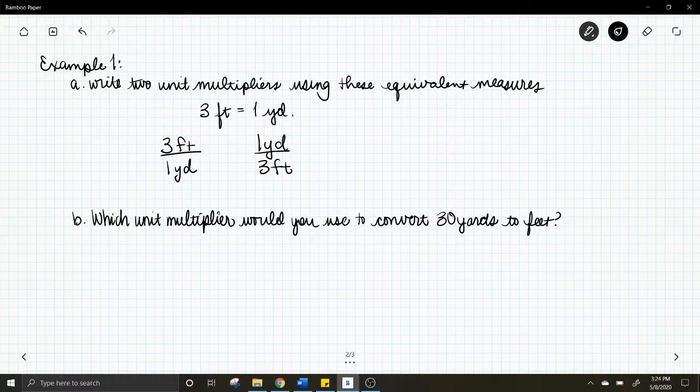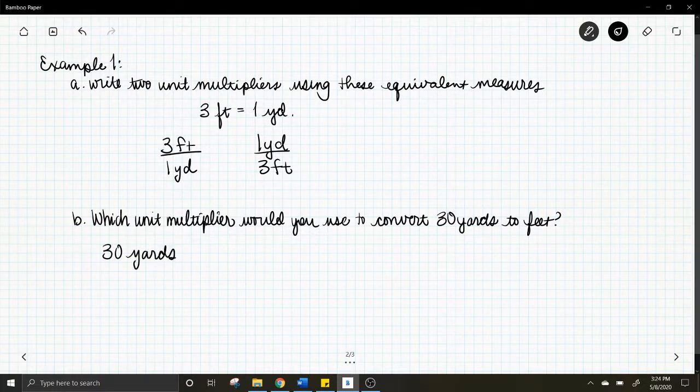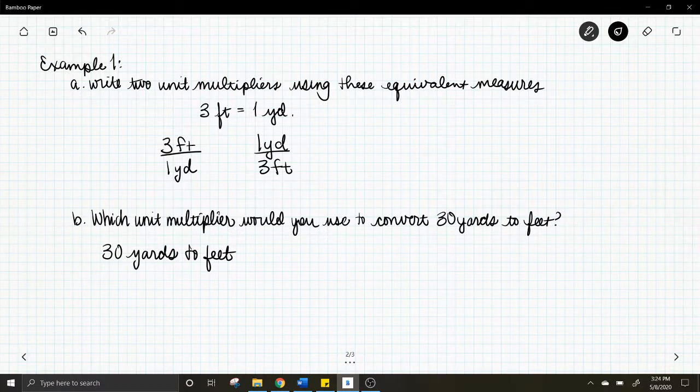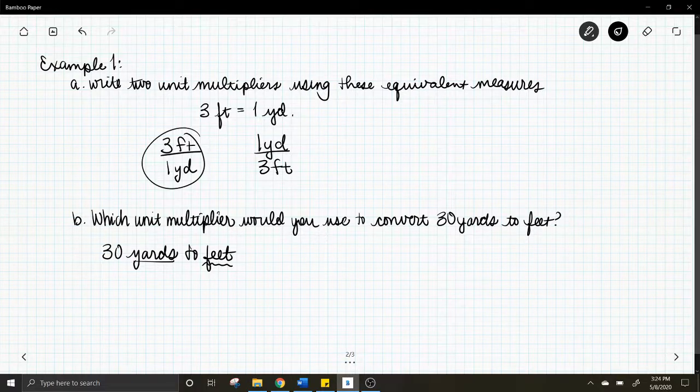Letter B, which unit multiplier would you choose to convert 30 yards to feet? I know it's already on the screen, but 30 yards to feet. So remember, the unit you want is going to be the numerator. The unit you're getting rid of is the denominator. So we would choose 3 feet over 1 yard.